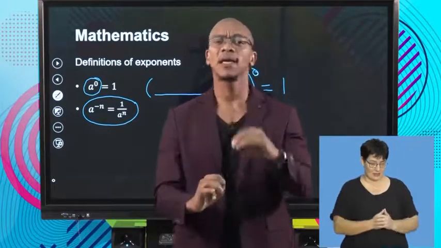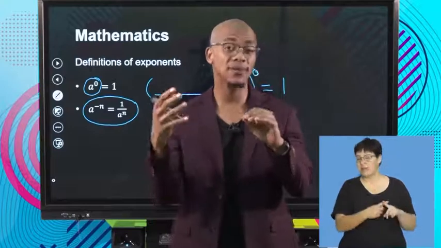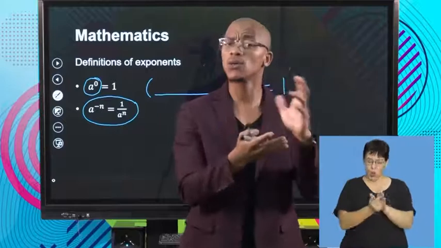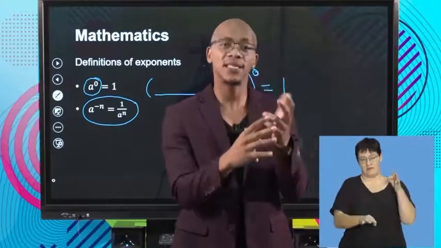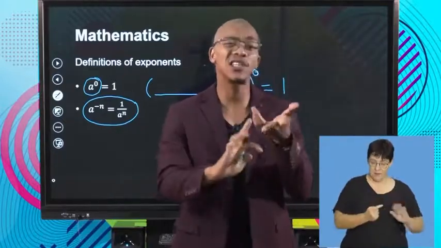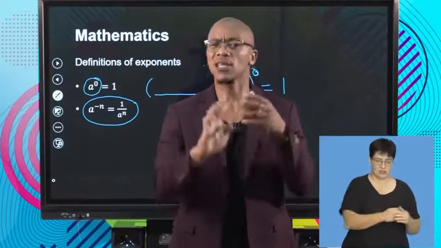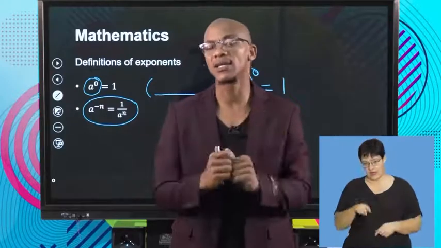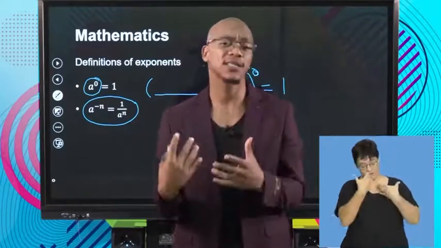So remember, the exponent will be how many times a base is multiplied by itself. There are some laws that we use in order to simplify that. It will be the law of multiplication and the law of division. They normally call it the product and the quotient law. And also it will then be the law of brackets that we just did now.